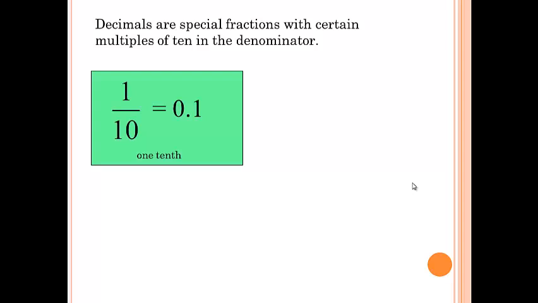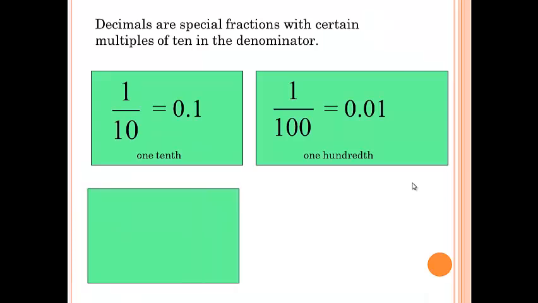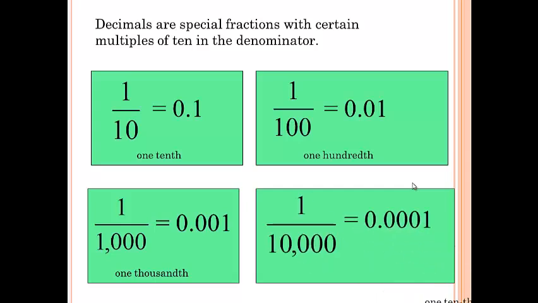Decimals are special fractions with certain multiples of 10 in the denominator. Again, decimals are special fractions. Their denominators are 10, 100, 1000, 10,000, and so on. When you see a denominator with one of these numbers, you can write the fraction with a point. Like the first one, 1 over 10.